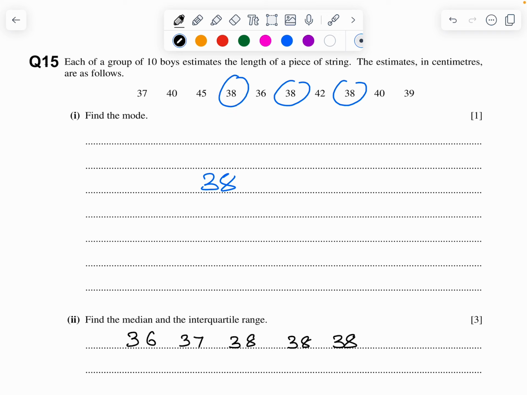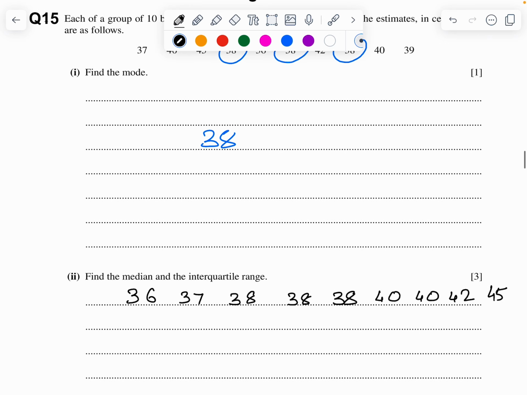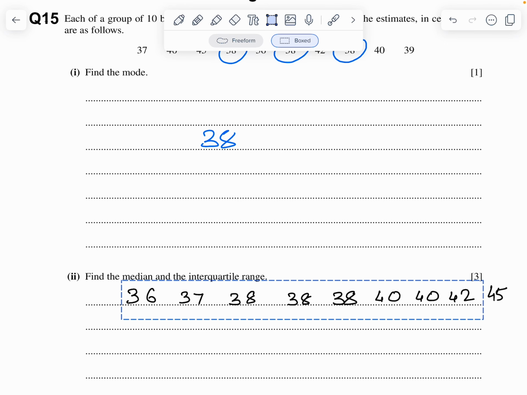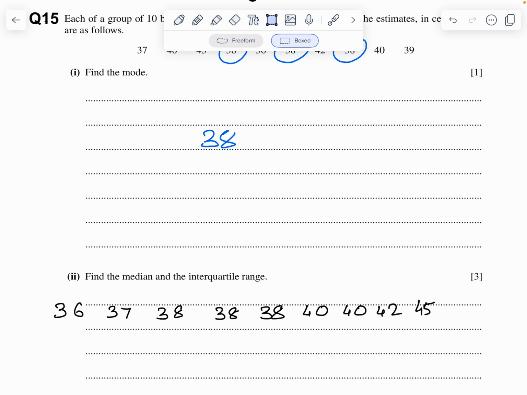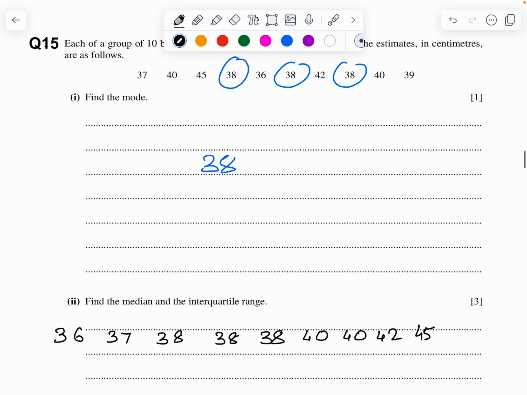Then after 38 it is 40, and 40 is 2 times. Then it is 42, and 45. Check, 10 boys are there. Have I covered 10? I covered only 9. So one more was missing. We need to be careful with that, whether any number is missing or not. 45, 42, 37, I wrote 37.